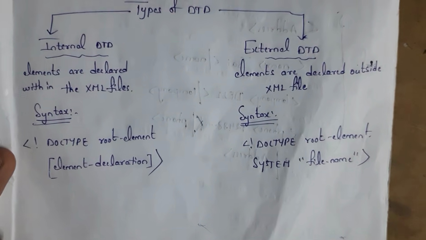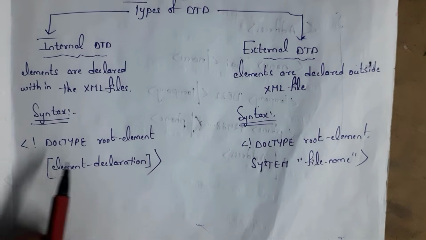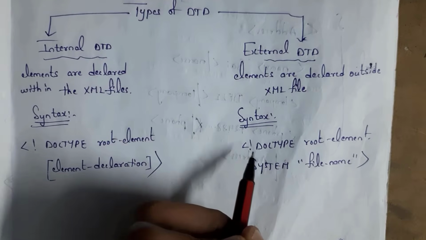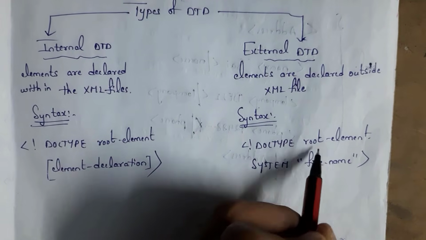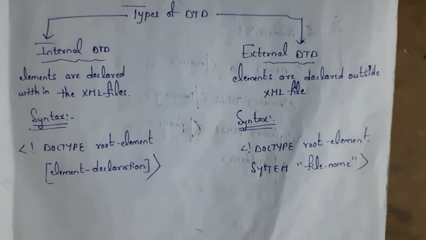These are the syntaxes. Internal DTD contains document type and root element. After that, we need to write the element declaration. Similarly, external DTD contains document type, root element, and system file name. These are the syntaxes of internal DTD and external DTD.